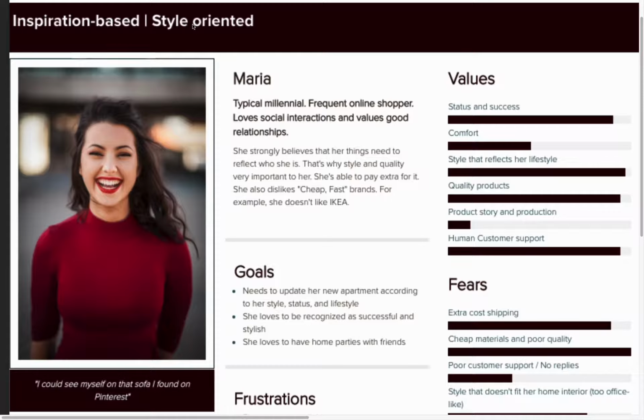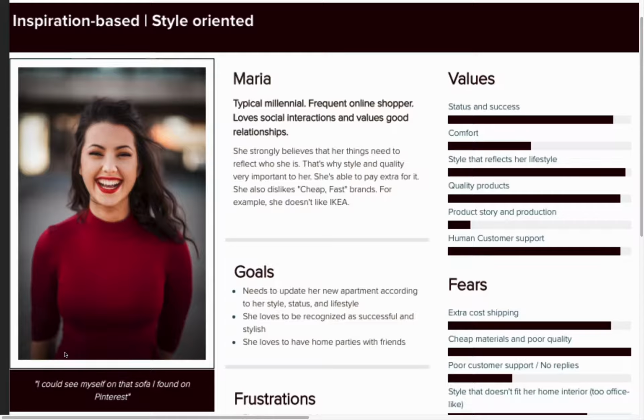So for her, it's very important how people will see her, how she looks, how her style is perceived, whether it's cheap, because she doesn't want to look cheap. So again, the feelings are very, very important. And basically the quote is here: I could see myself in that sofa I found on Pinterest, simply because she's always looking for stuff starting from Pinterest. She's looking for feelings and the way it looks.